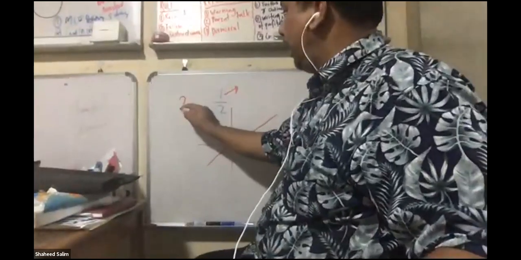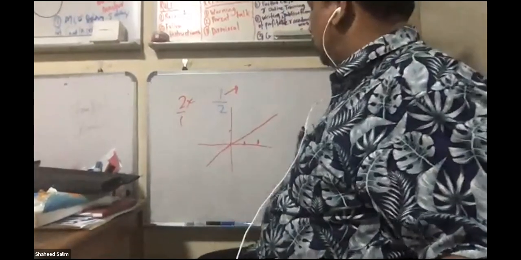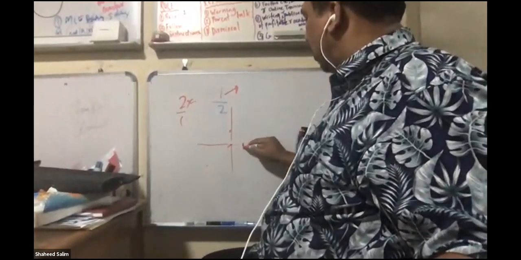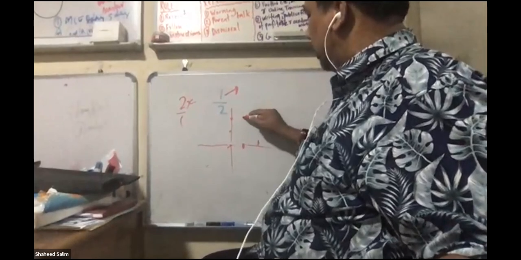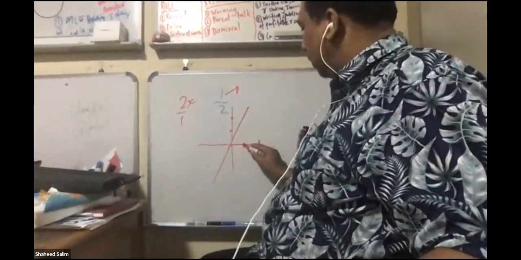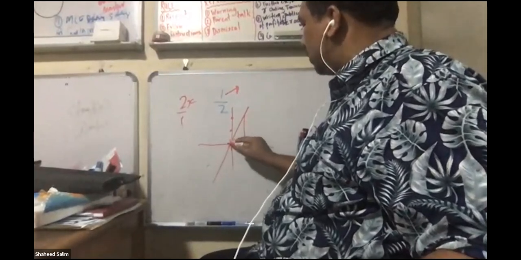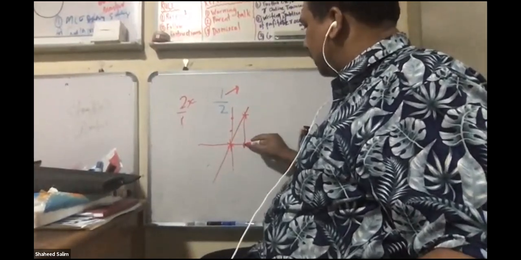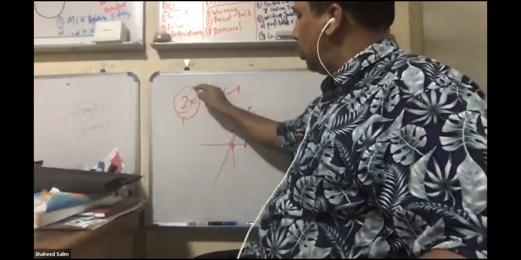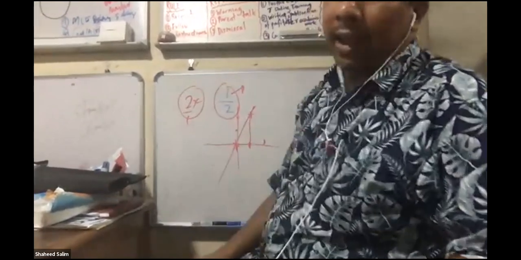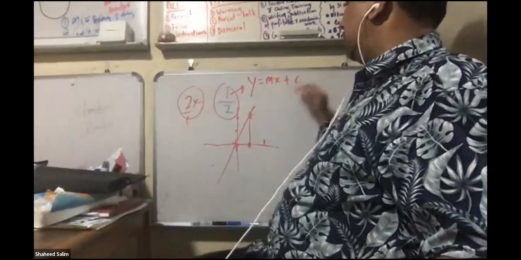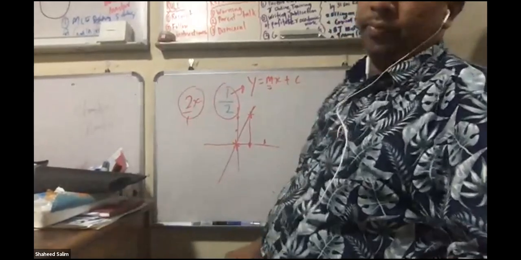If it's the other way, 2x is 2 over 1. 2 over 1 means what? It's the other way around. You move x by 1, y will increase by 2, from this point to the next point. Increase x by 1, y will increase by 2. So the steepness can be told by the gradient, the mx, they call it y equals mx plus c. This is the gradient m.